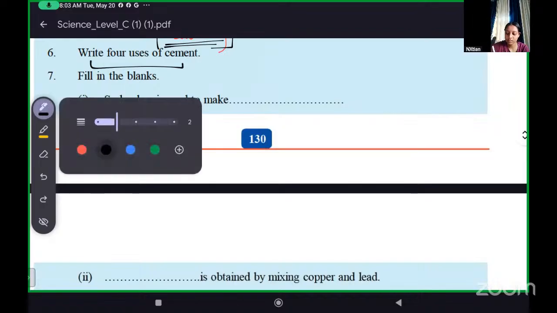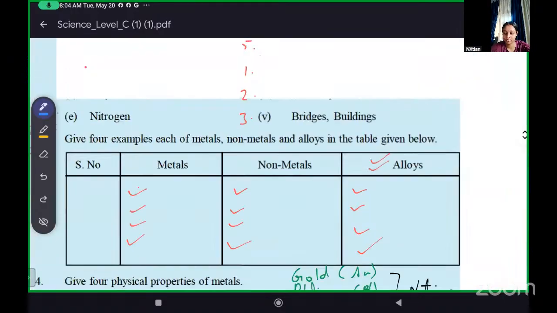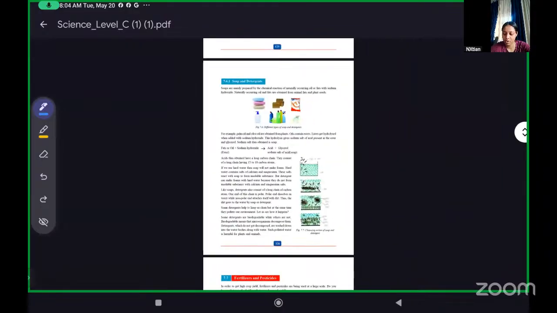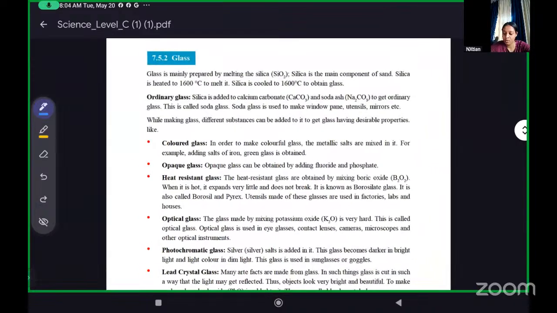Yes, ma'am. Soda glass is used to make what? Cement is also used for covering objects like wires. Basically, the soda glass is the ordinary form of glass that we use.